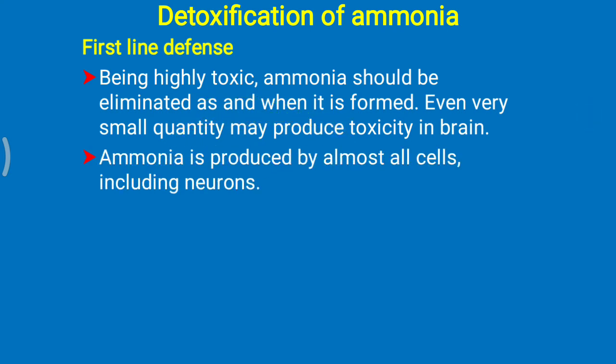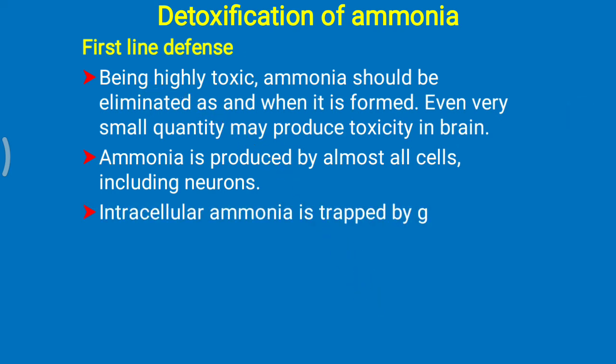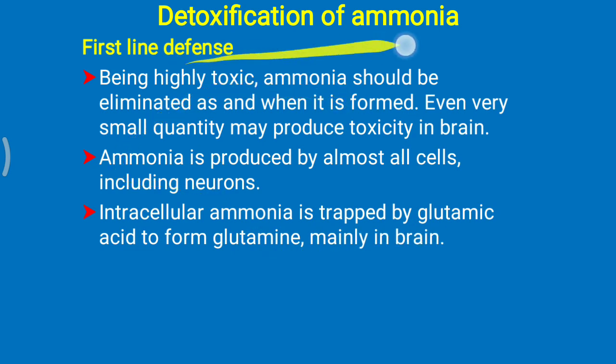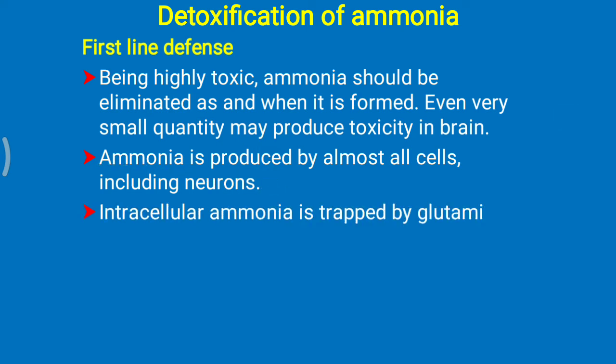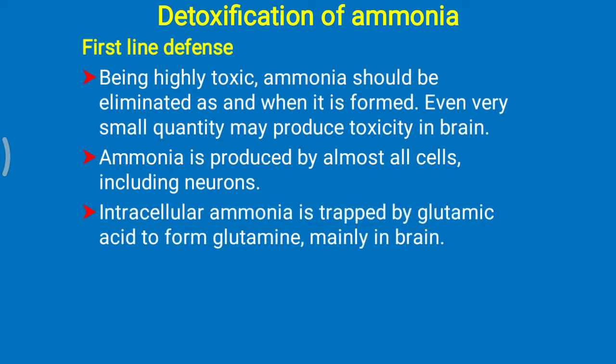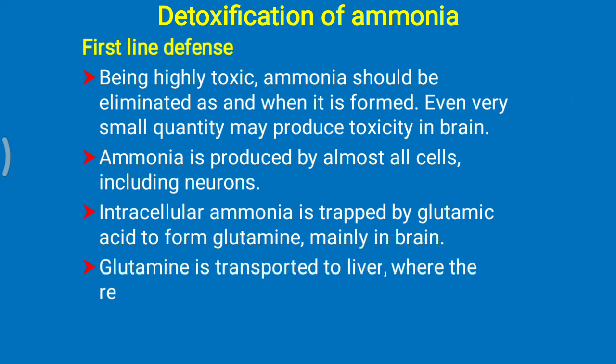Ammonia is produced by almost all cells, including neurons, as a result of oxidative deamination reactions or minor pathways of deamination, and it is ultimately detoxified in the form of urea. But this ammonia is mostly trapped by alpha ketoglutarate to form glutamate. If a glutamate molecule is present, then glutamate will convert into glutamine to trap the ammonia molecule. Intracellular ammonia is trapped by glutamic acid to form glutamine, and this process occurs mostly in the brain to avoid toxicity of ammonia.